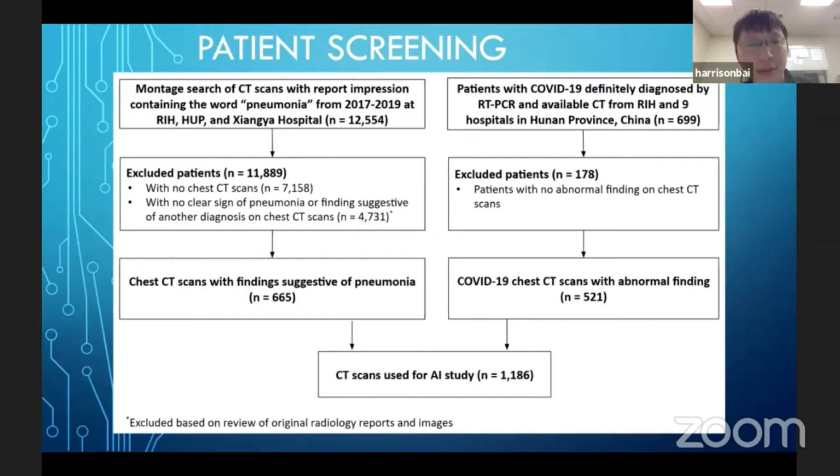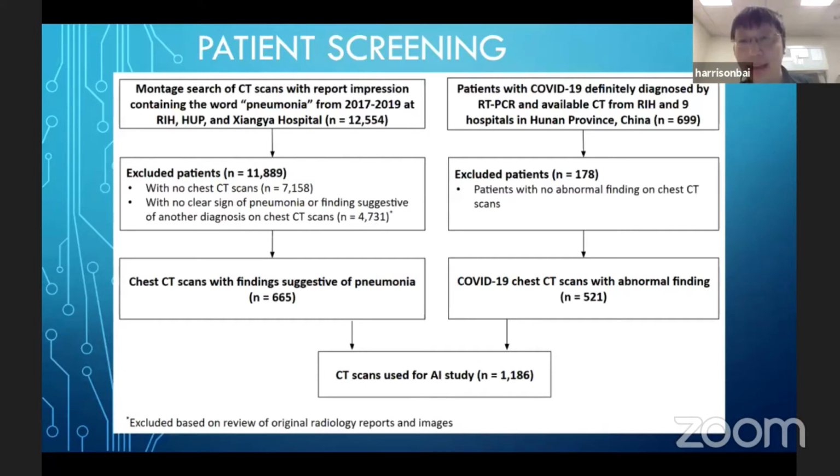for part of our cohort to make sure that the imaging findings are consistent with pneumonia, and also for a portion of our cohort, we also have microbiology correlation from the respiratory pathogen test. And we ended up with 665 chest CT scans with findings suggestive of pneumonia.